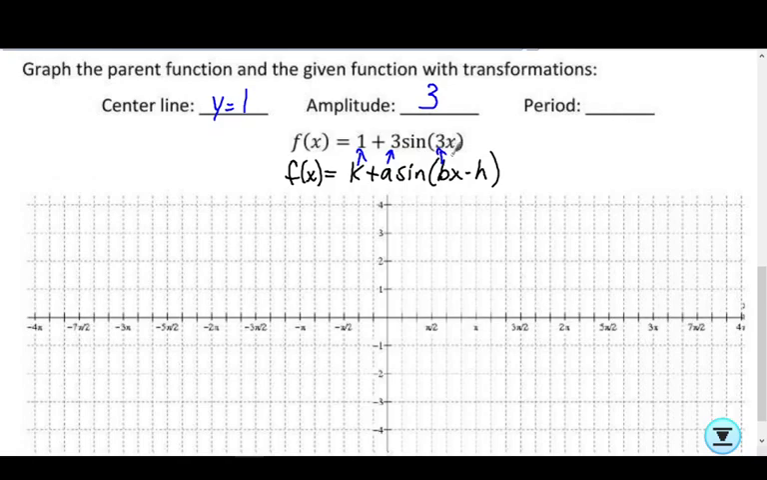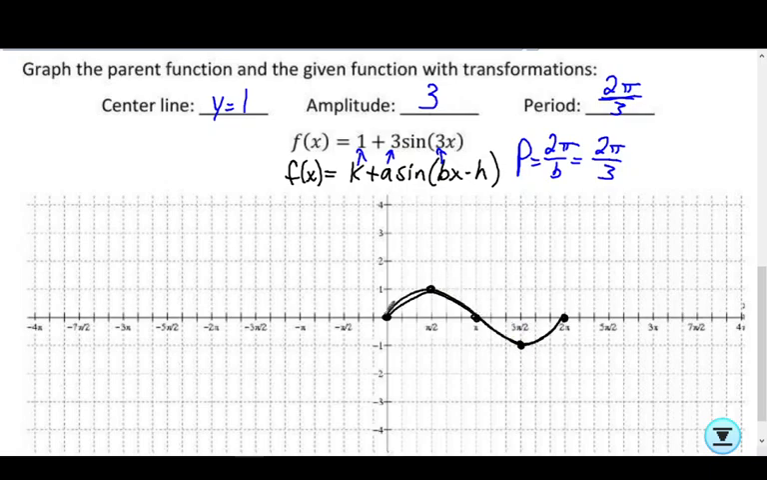And this is my b, so I have a change in period, so I use this equation, 2 pi over b, so I get 2 pi over 3. So my period is 2 pi over 3, which means I have a horizontal compression. Okay? And we do not have a horizontal shift. We will do that next week when we do phase shifts. So start with graphing the parent function. So here are the 5 key points of sine.